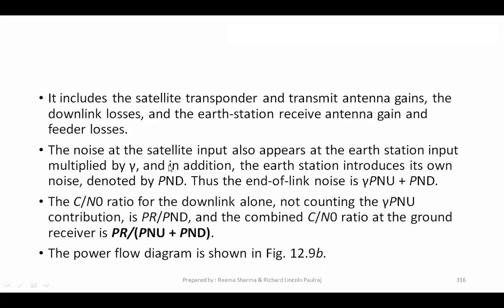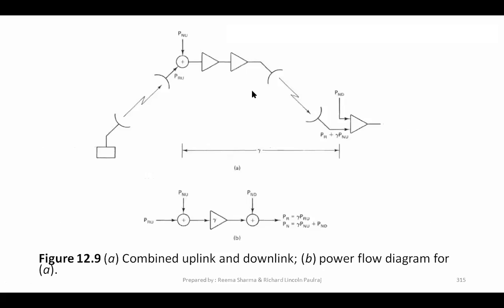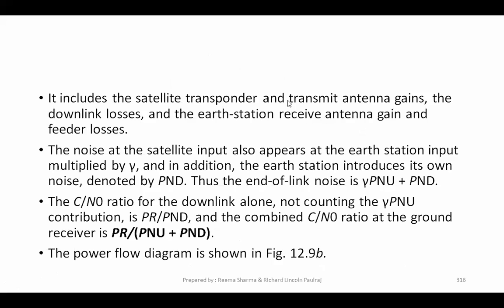The noise at the satellite input also appears at the earth station input multiplied by gamma. So whatever noise is there at your satellite input also appears. Why is it appearing? Because it is transmitted and it is also amplified. Noise is getting into an amplifier, so noise signals are amplified at the first stage. Then you find another amplifier, where it is amplified at the second stage, and then broadcast down. So we get a combined value.